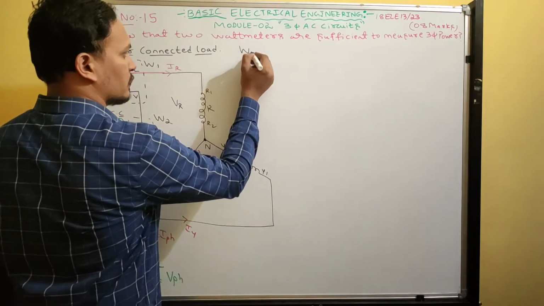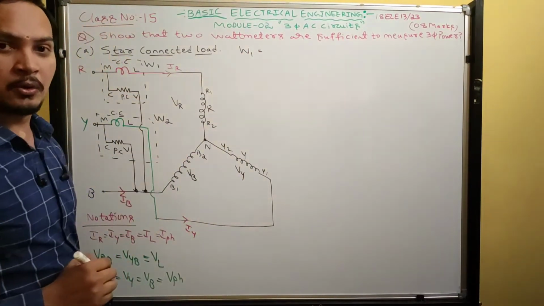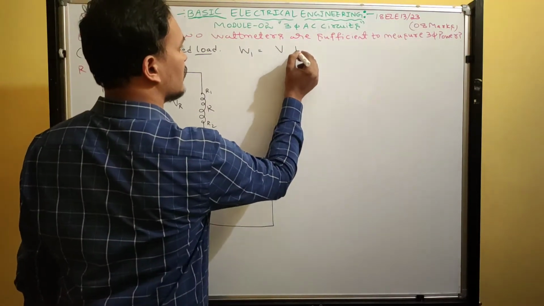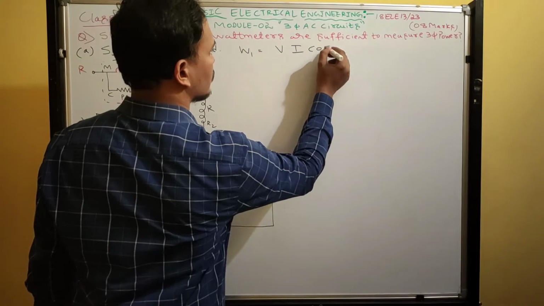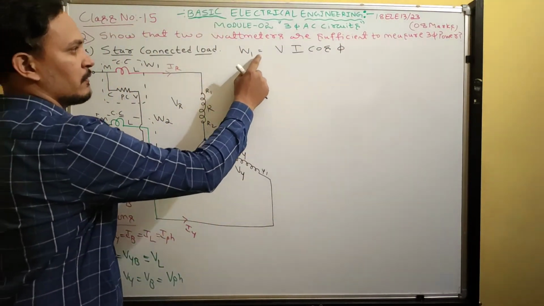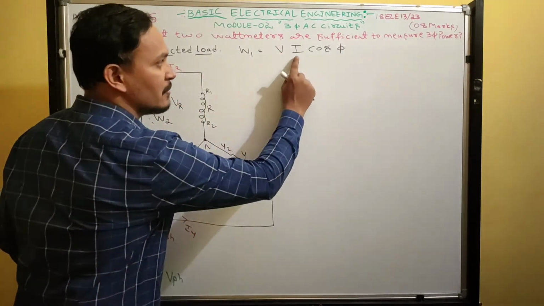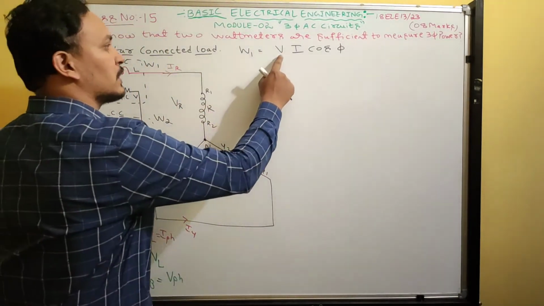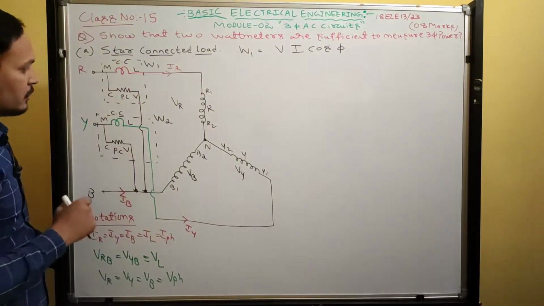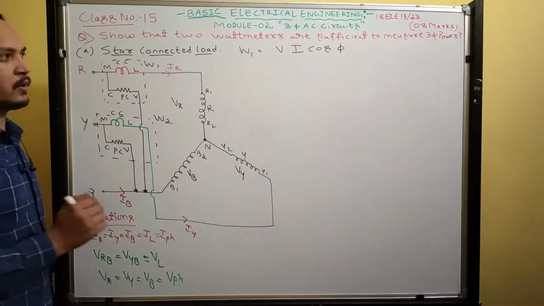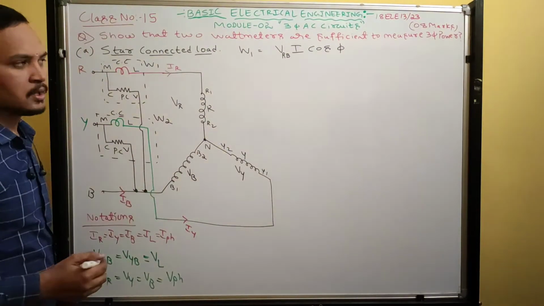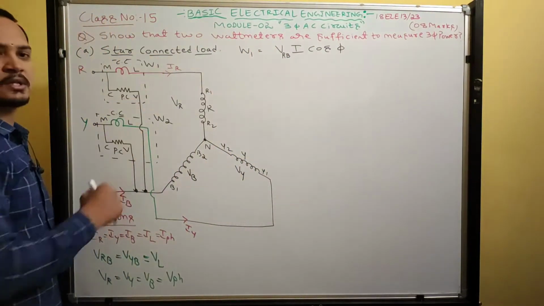Okay, now we can start the detailed analysis. So W1, what will the wattmeter do? Very good, power measurement. So what is the power formula? VI cos phi. So for W1, V means voltage coil, I means current coil. Where is the voltage coil of W1 connected? Between R and B. So you write VRB.